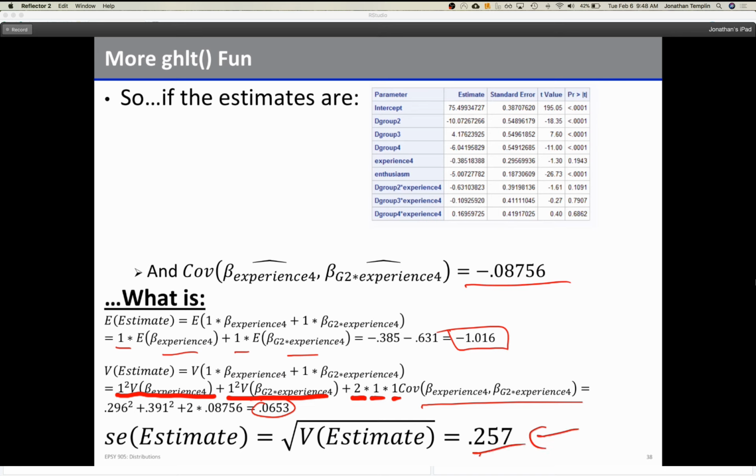And with that standard error now, we could form a Wald test. We take the new estimate, negative 1.016, and divide it by 0.257, and this is roughly equal to, what, 5 something? That statistic should follow a normal distribution as n goes to infinity. So now we have a way to do a test statistic.